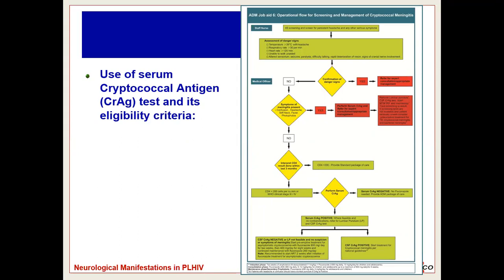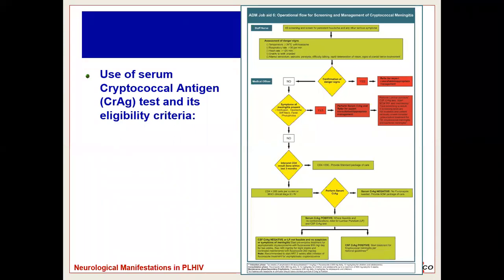Once you do the serum CRAG testing, if serum CRAG is positive, then you need to confirm it by CSF CRAG testing. If the CSF CRAG is positive, then you can start the treatment for cryptococcal meningitis. If the CSF CRAG is negative, or if there is any contraindication and you cannot do LP, then because serum CRAG is positive and CSF is not positive, that's where you start preemptive therapy.